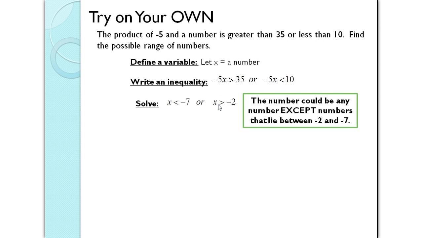So to really understand this problem, it might be helpful to graph. So I went ahead and placed it on a graph. Here's what your solutions tell you. When we talk about the range of possible numbers, they're going to be any number except the numbers that fall between negative 2 and negative 7, because notice that's not a shaded region. So anything that is bigger than negative 2 and anything that's less than negative 7 will satisfy the range of numbers, but the numbers between negative 2 and negative 7 will not satisfy those numbers.